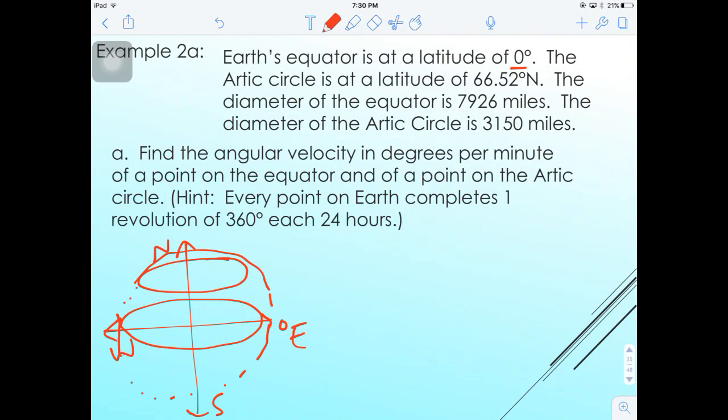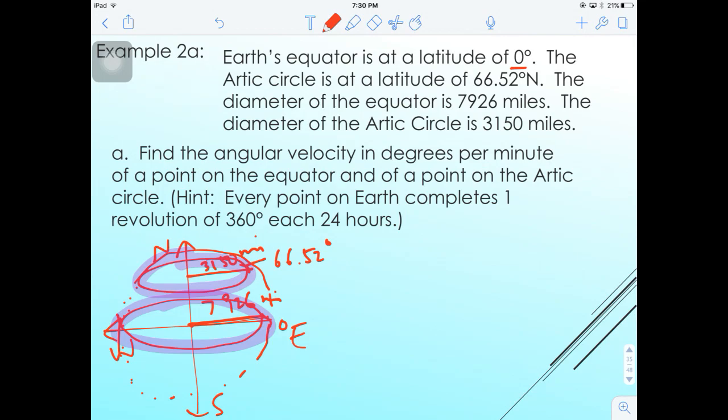So this equator is kind of like a piece. The Arctic Circle is right there, and it is at 66.52 degrees north. The diameter of the equator, which is from here to here, is 7,926 miles. The diameter of the Arctic Circle is 3,150 miles. So the Arctic Circle is actually a smaller circle than the equator, and that's why its radius is going to be smaller than the equator's radius.